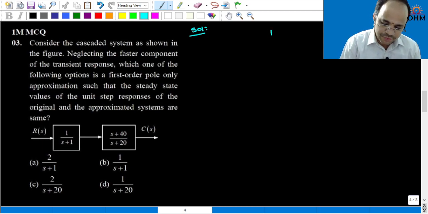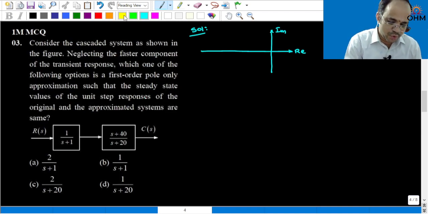Now if you see the pole zero locations of the overall given system, you can notice that there is one pole at -1 and another pole is at -20 and there is a 0 at -40.